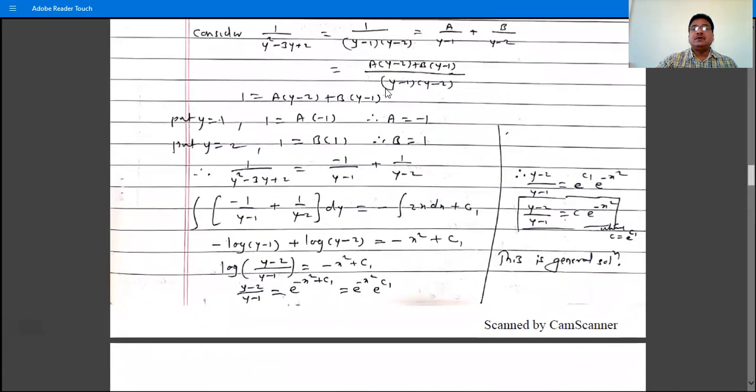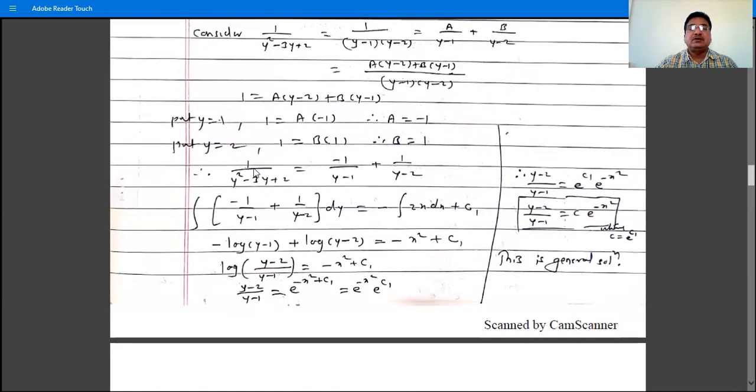Then put y minus 1 is equal to 0, it gives y is equal to 1. And y minus 2 is equal to 0 gives y is equal to 2. Substitute y is equal to 1. We have LHS is 1 and RHS is a into (1 minus 2), which is minus 1, and b into (1 minus 1), which is 0. The coefficient of b is 0, and therefore a is minus 1. And substitute y is 2. So the coefficient of a becomes 0 and the coefficient of b is 1. And so b is equal to 1.